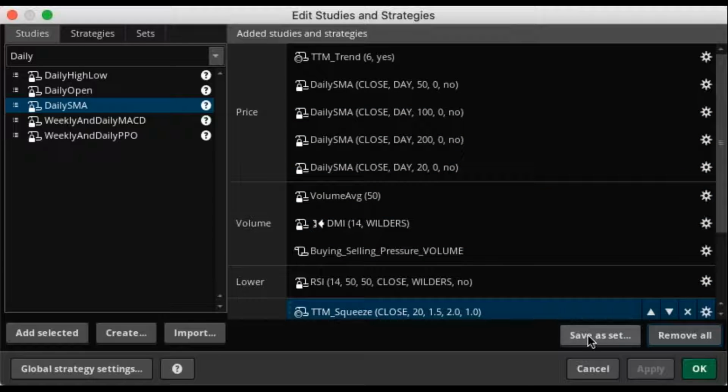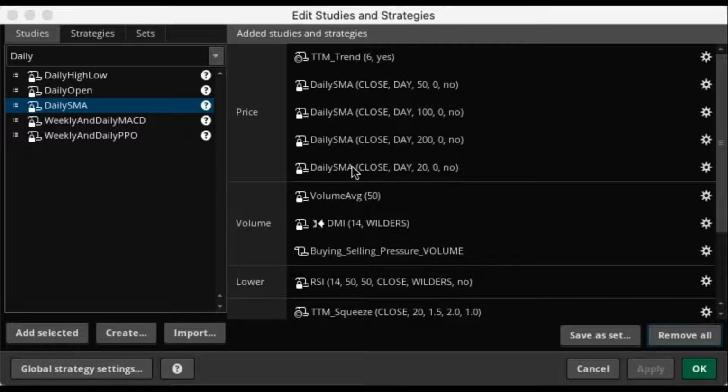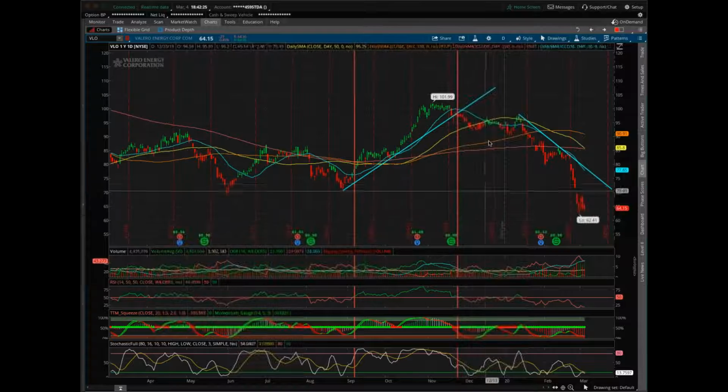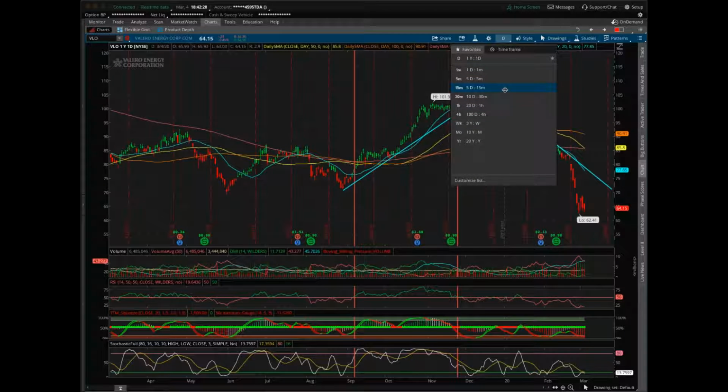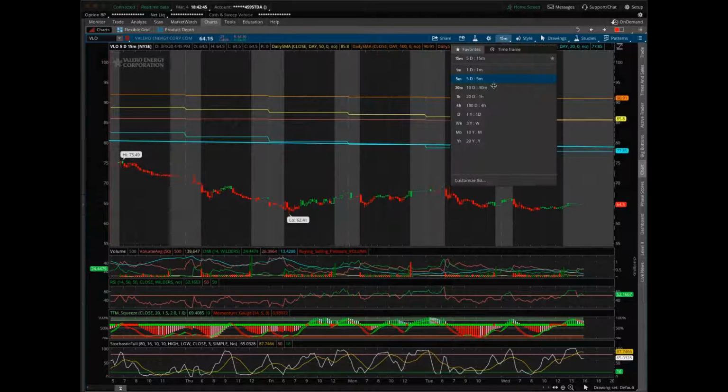All right, once we got that and we save that, I want you to push OK. And then we are going to go back to our chart. And now, when we go to our 15-minute, we're going to have our daily moving averages on our lower time frames.